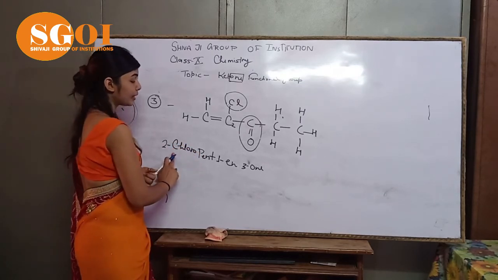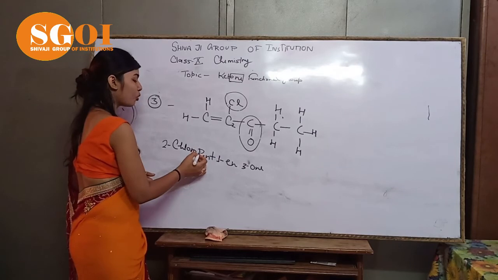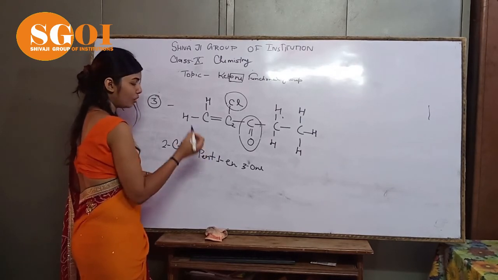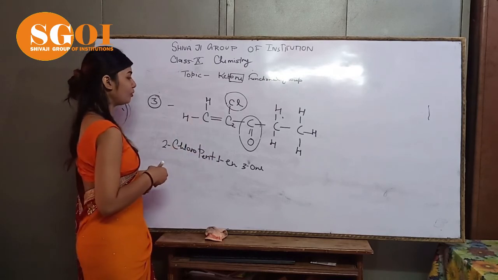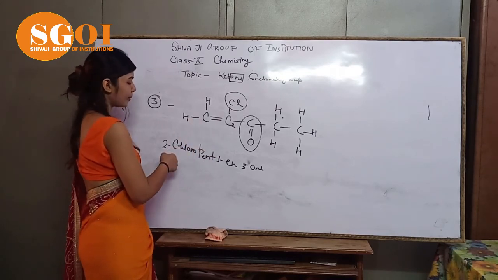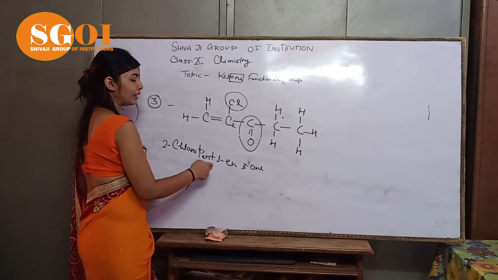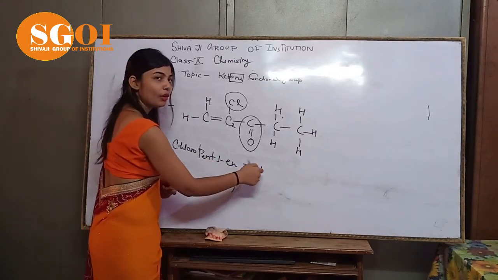And the first letter is capital and all other letters are small according to IUPAC rule. So the IUPAC naming of this hydrocarbon compound which contains ketone functional group is 2-chloro-pent-1-ene-3-on.